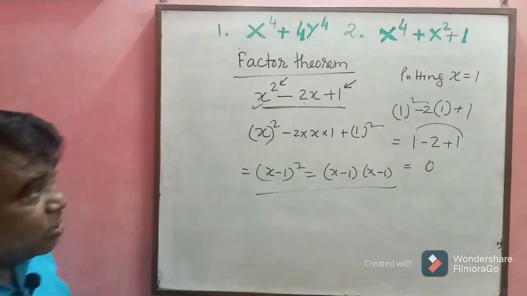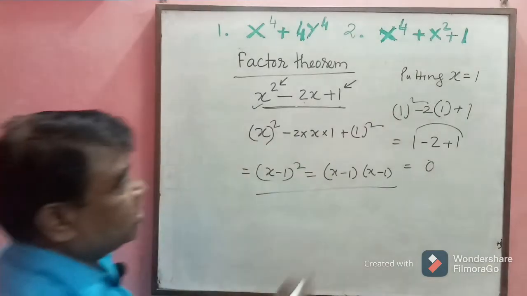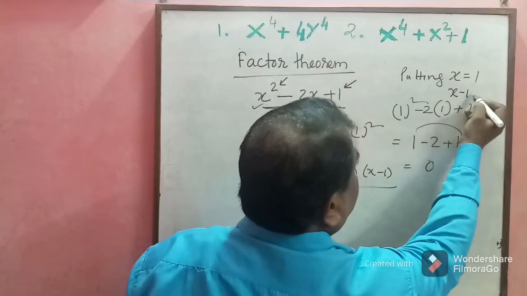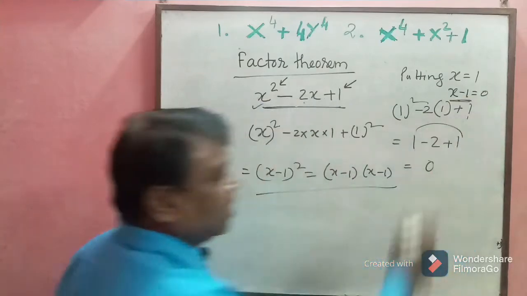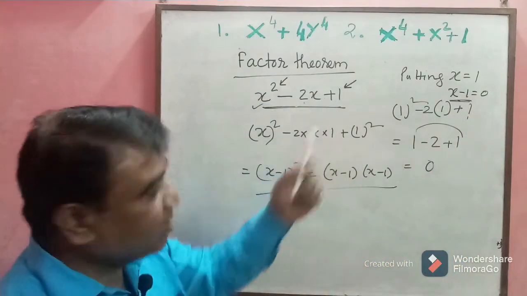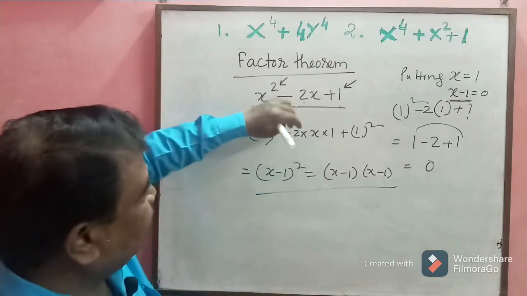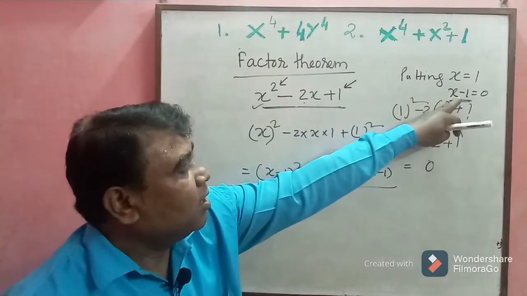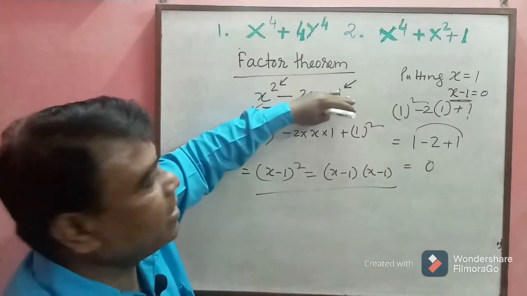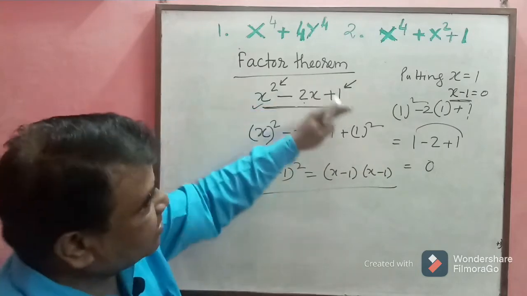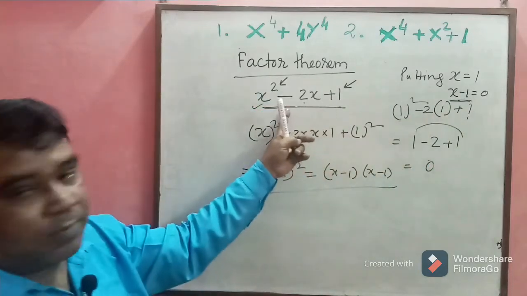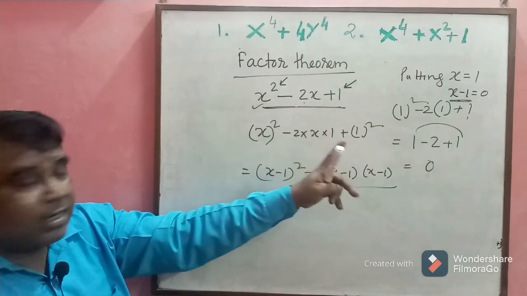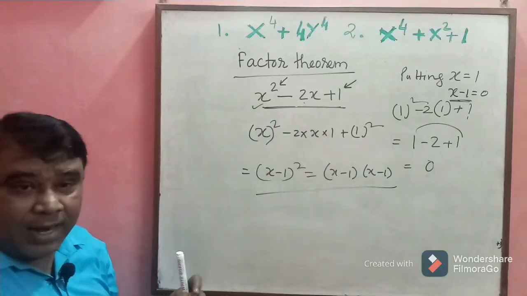Once having 0 for x is equal to 1, it is 0. So definitely x minus 1 is a zero of this polynomial. That means x minus 1 is a factor. If I say factor, what does it mean? I told you already. That means this expression will divide this algebraic expression completely. That is the reason this is a factor of this polynomial. That's what we have in the factor theorem, right?